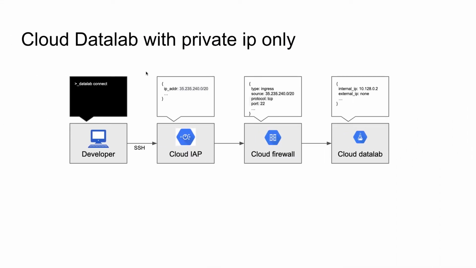All right, so that concludes this quick summary of what was configured and what was done as a user tried to connect to a Datalab instance with no external IP address on that particular instance.